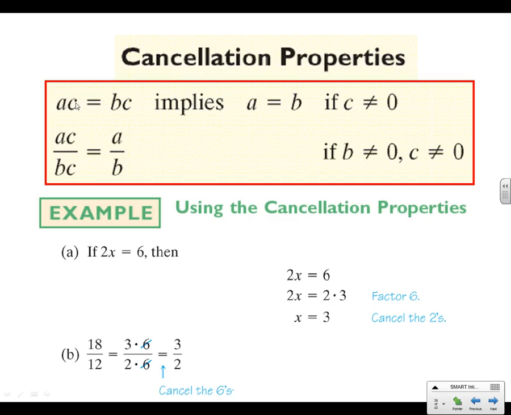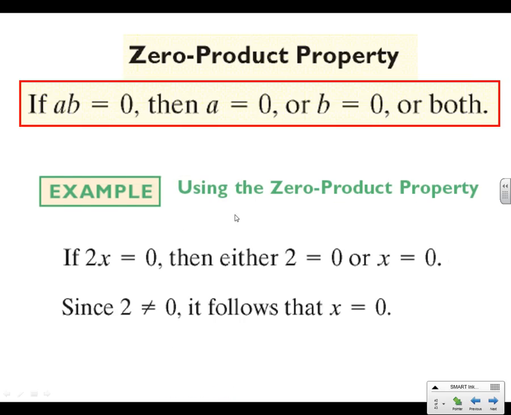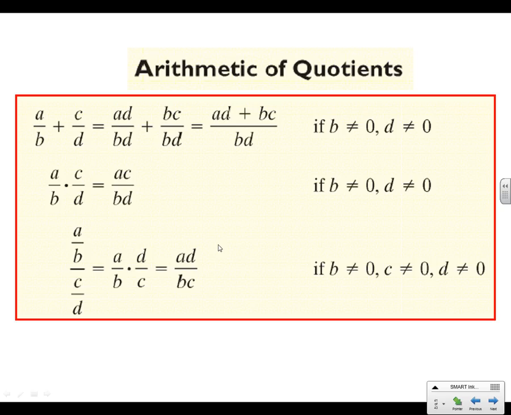Cancellation on this. AC equals BC means that A equals B. You can cancel out the C's. And the last one here, I believe it's the last one. We'll find out. Zero product. If AB equals 0, then A is 0 or B is 0 or both. One of them's got to be 0 if you get 0 in the end.